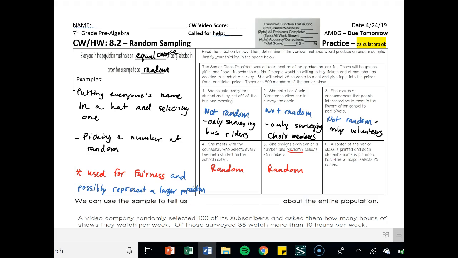And lastly, a roster of the senior class is printed and each student's name is put into a hat and the participant selects 25 names. That is exactly like one of the examples I gave you, right? So that is also random. So the key here for you to understand is that in order for something to truly be random, you go back to this point: everyone in the population must have an equal chance of being selected.